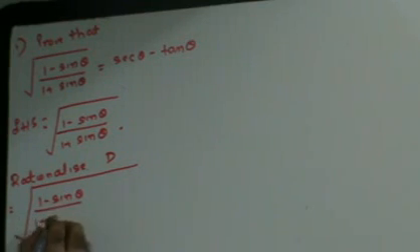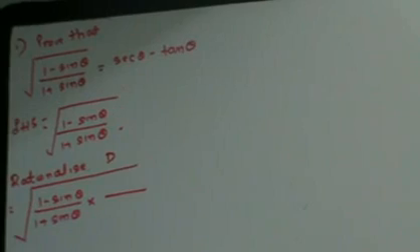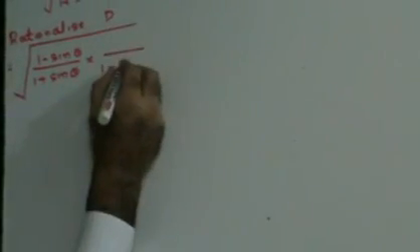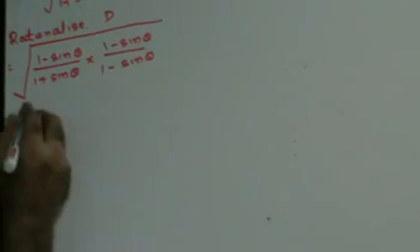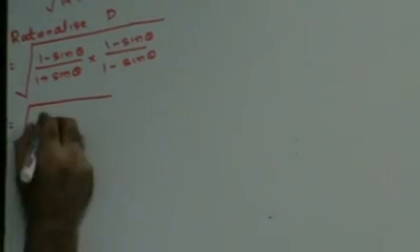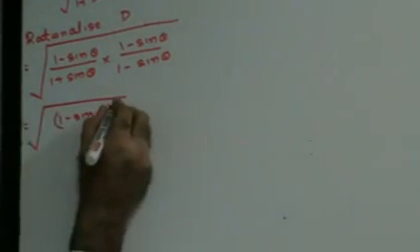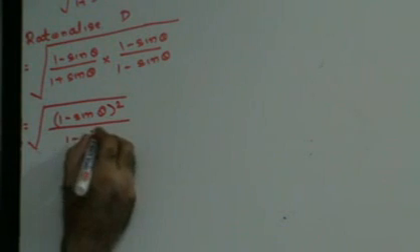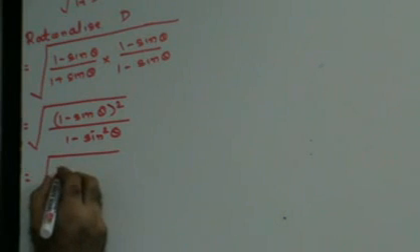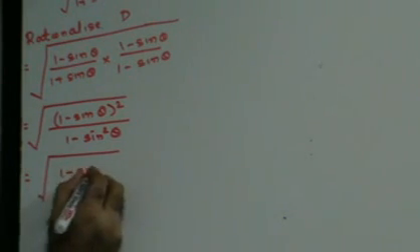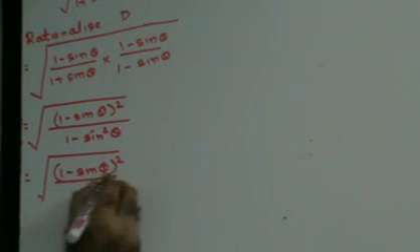I'll write the same thing first, 1 minus sine theta upon 1 plus sine theta, and multiply the denominator with the conjugate, that is 1 minus sine theta. This will give me square root of 1 minus sine theta the whole square upon 1 minus sine theta, 1 plus sine theta, which is nothing but 1 minus sine square theta, right? 1 minus sine square theta can be written as cos square theta. So this is 1 minus sine theta the whole square upon cos square theta, right?